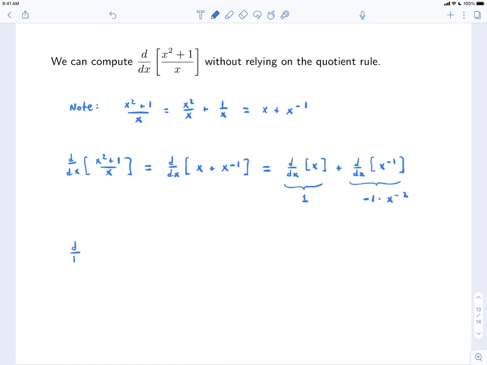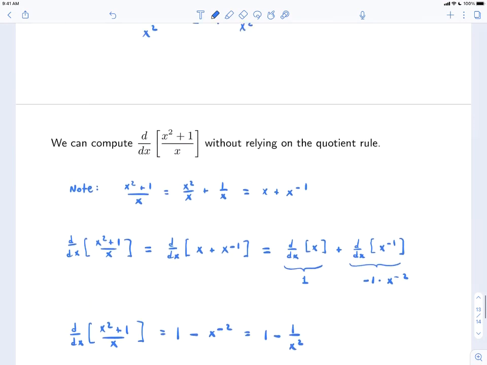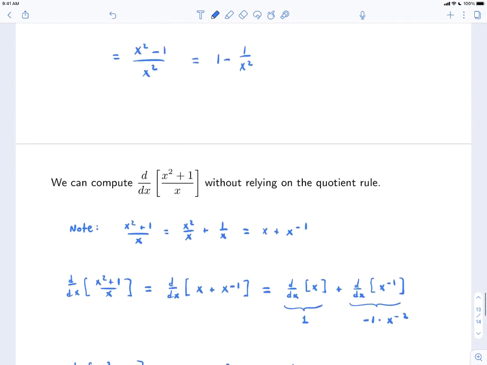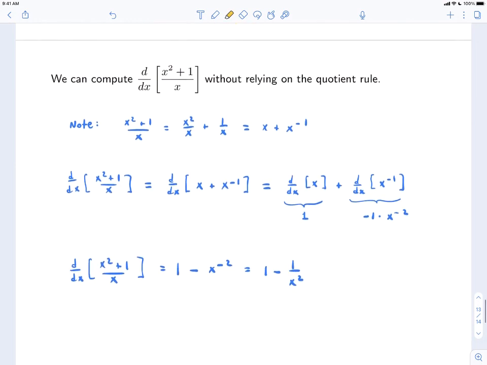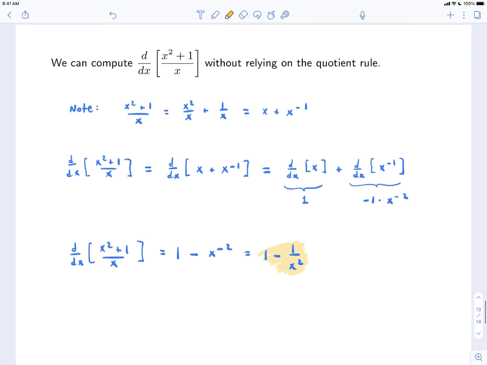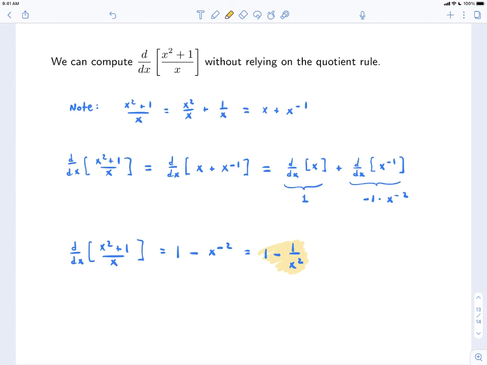So our derivative with respect to x of x squared plus 1 over x is equal to 1 minus x to the negative 2, which is 1 minus 1 over x squared, which I think is what we got before. Yes, it is. 1 minus 1 over x squared. So we can see that we have it here, 1 minus 1 over x squared, and we also have it here. It's very often the case that you can solve these problems using more than one method, and there is no one right method. Whichever method works for you is the right one to use.